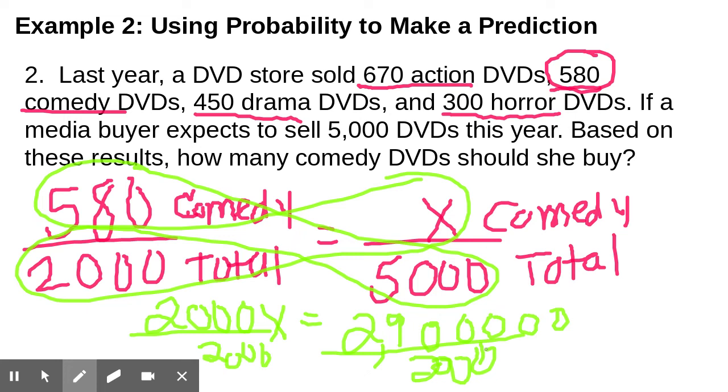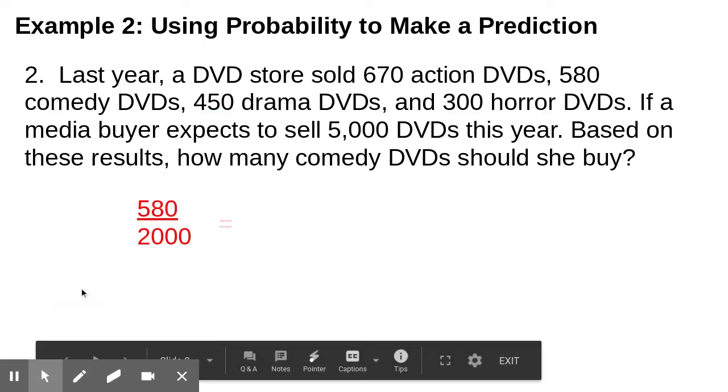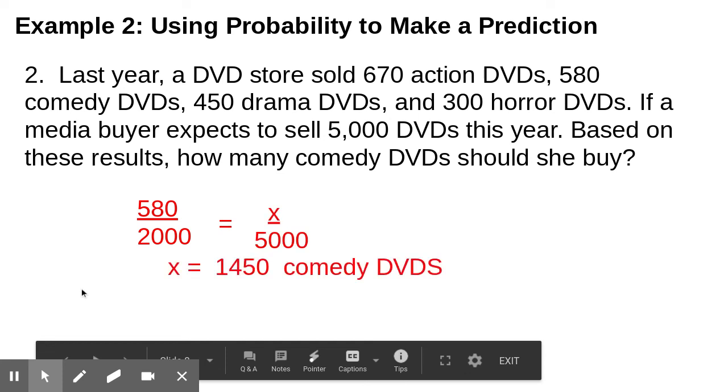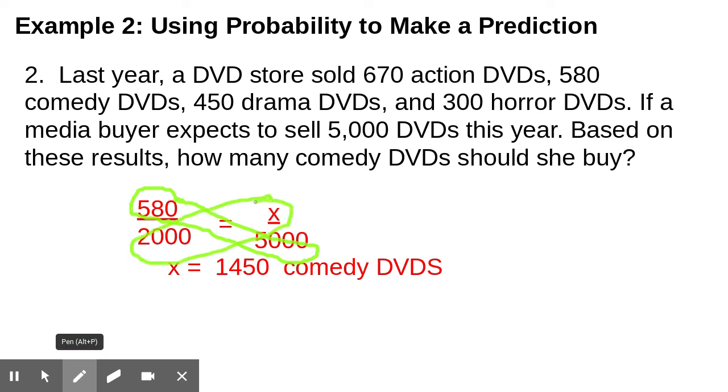And then I'm going to divide both sides here by 2,000. Sorry for my sloppy writing. But dividing by 2,000 will give you 1,450. So again, what I did is we cross multiplied and divided and got 1,450. So 580 comedy DVDs out of 2,000 total, and I want to make a prediction: how many comedy DVDs if there were 5,000 total? When you cross multiply and divide, you'll get 1,450 comedy DVDs.